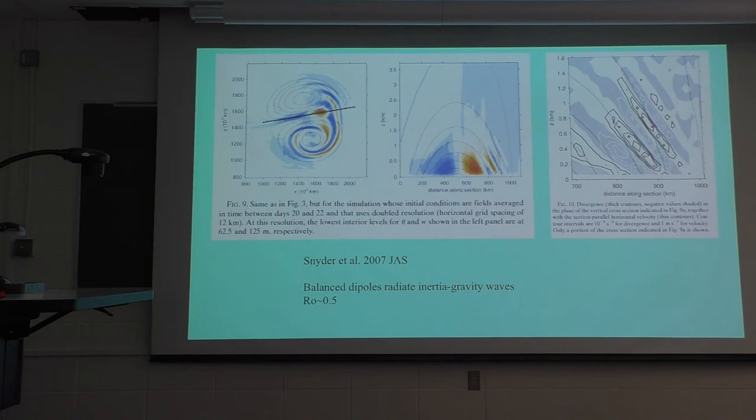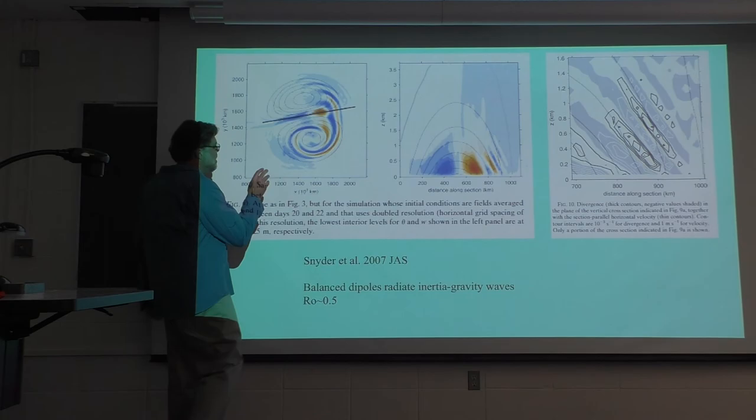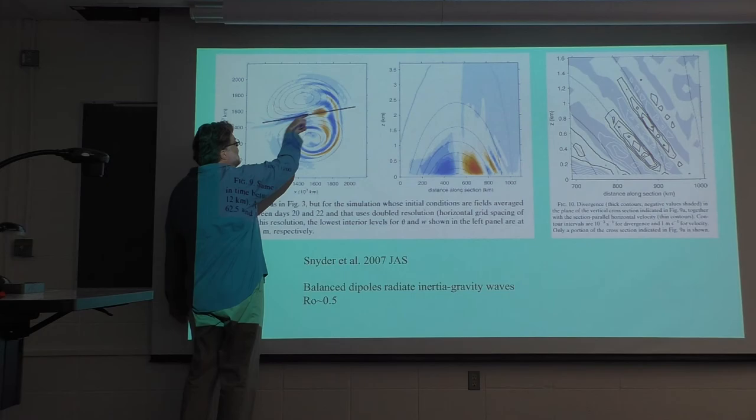And then just briefly on that point, just one slide, here's a now classic paper in 2007 by Snyder et al. showing radiation of gravity waves from a balanced dipole. Well, it's not quite in balance because it's adjusting. So there's a jetlet here. This jetlet might be changing in time, which requires, from theory, radiation of gravity waves.